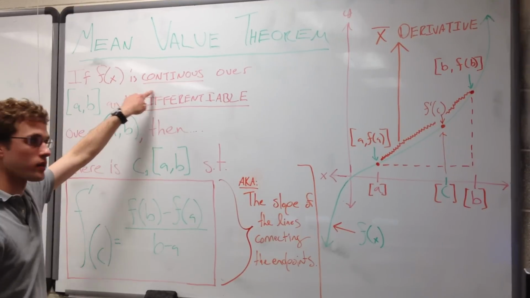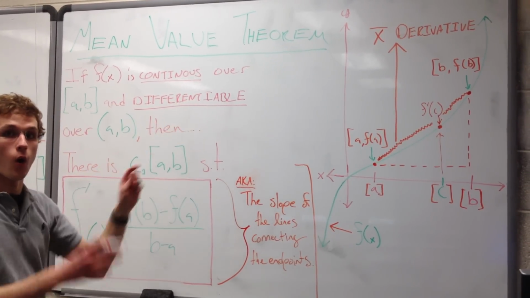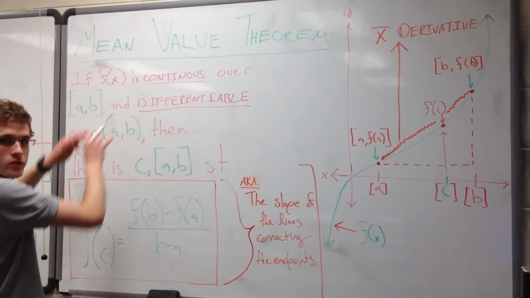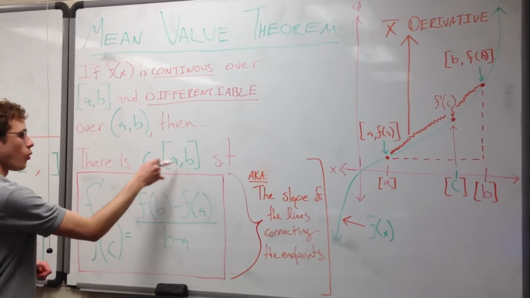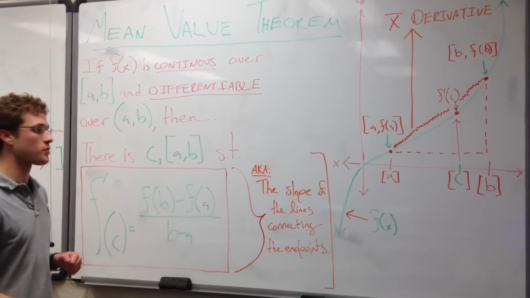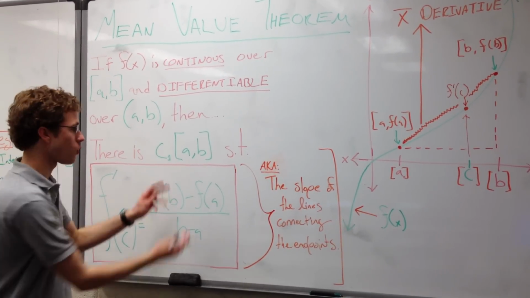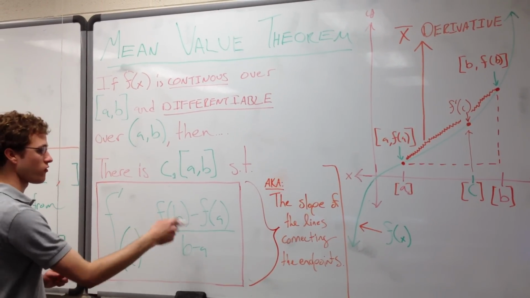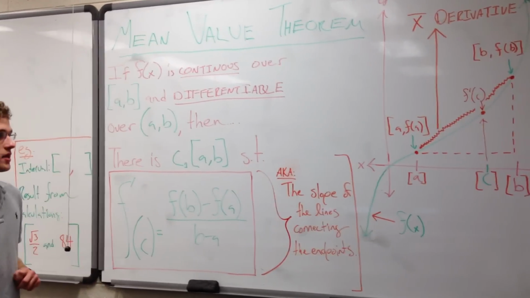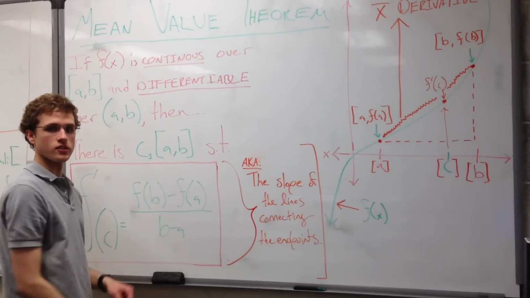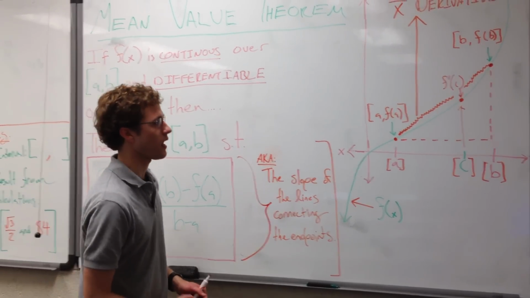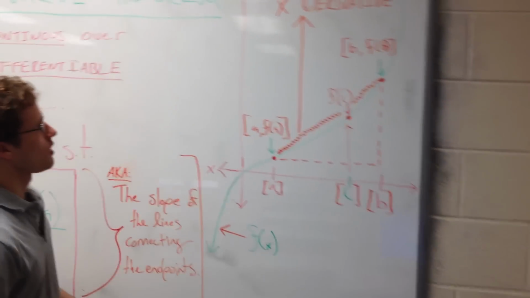So if it is continuous and you can take a derivative of it within that interval, then you're good to go. So it says if both of those conditions are met, then there is a c in (a, b). That just means at least one point within a to b, such that f prime of c equals f of b minus f of a over b minus a. All of this is just saying the slope of the line connecting the endpoints. So let's look at a graphical representation of all of this.